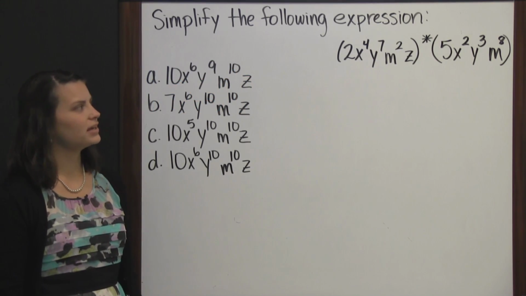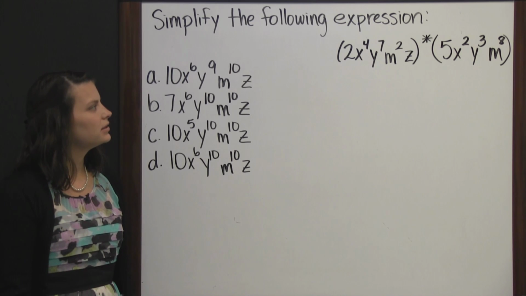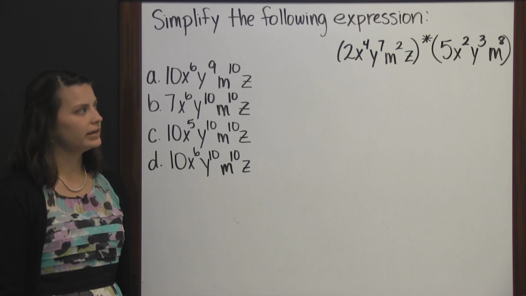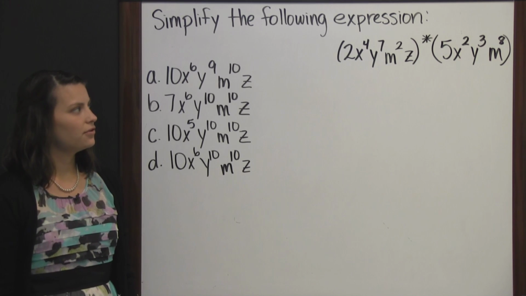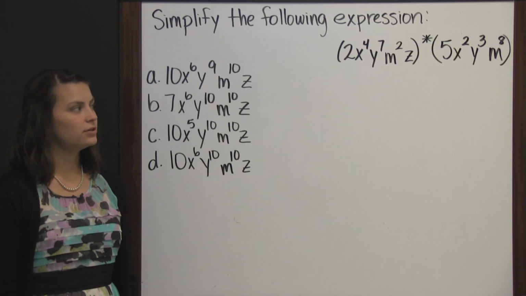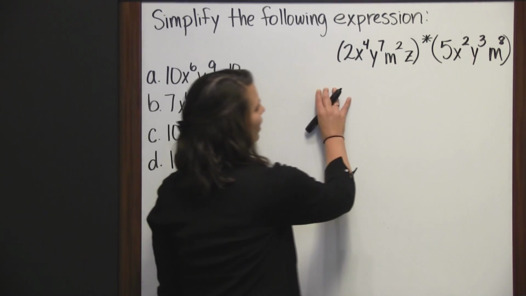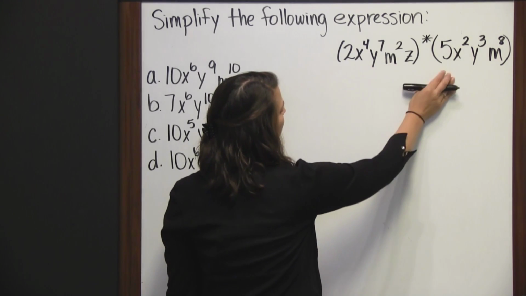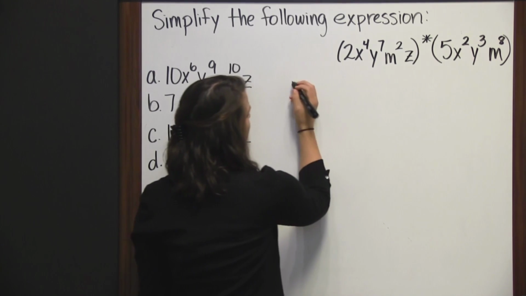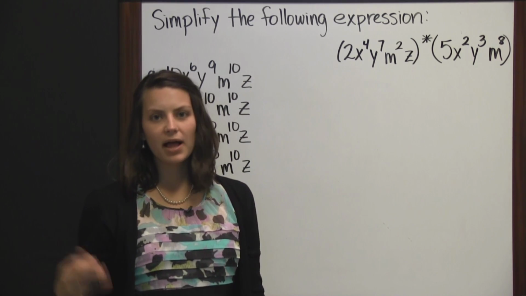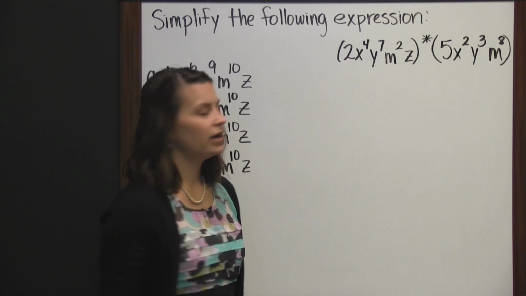Simplify the following expression: 2x to the 4th, y to the 7th, m squared, z, times 5x squared, y cubed, m to the 8th. I'm going to start by multiplying my like terms together. So I can rewrite this. It's multiplication, so you can multiply in any order you want.